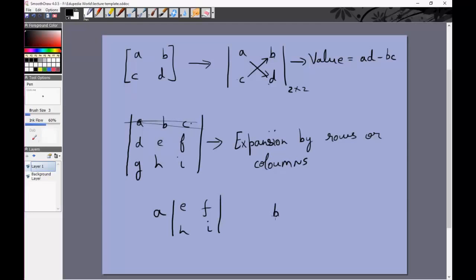Similarly, you'll have B, and B will be multiplied by the determinant you get after you remove the row and column to which B belongs. So for A, you removed this row and this column. So what you were left with, E, F, H, I. For B, you removed the first row and the second column. So what you will be left with is D, F, G, I.